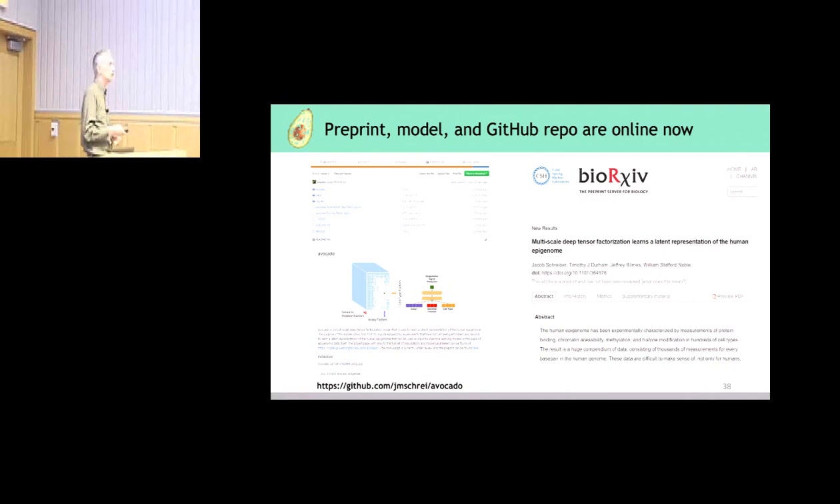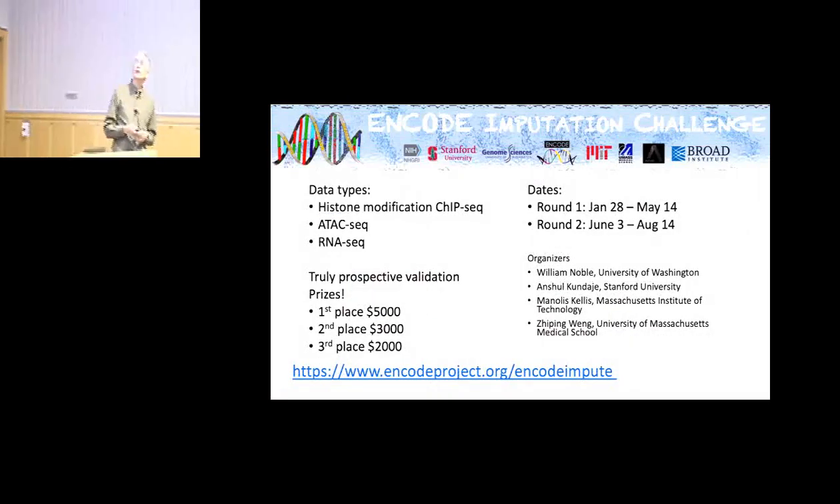The other thing that we're doing is organizing a challenge, which was announced last week. This is being organized by myself, Anshul Kundaje, Manolis Kellis, and Ziping Wang as part of ENCODE. We've put together a data cube, a tensor of data that's got a lot of missingness. We've got some prize money for winners, and the challenge has 2 different phases, January 28th to May 14th and June 3rd to August 14th, with the idea that once we get all of the experiments done, we would write a paper about the results.